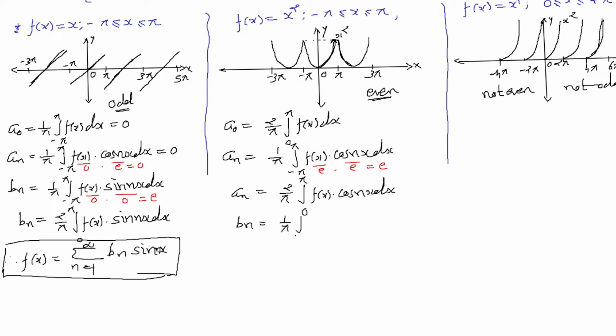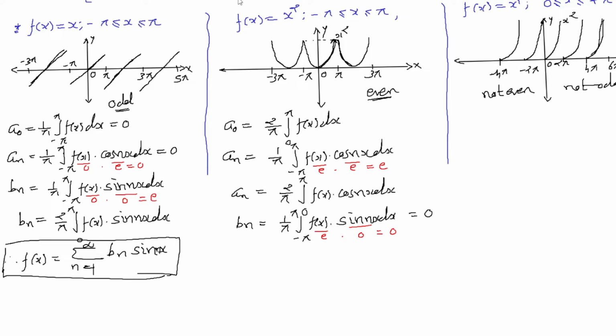What is bn? bn is 1 upon pi integration minus pi to pi f of x into sin nx dx. f of x is even, sin nx is odd, so the product of an odd and an even function is an odd function, and therefore bn is equal to 0.